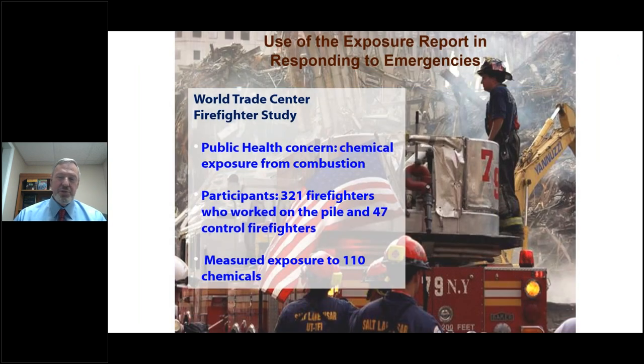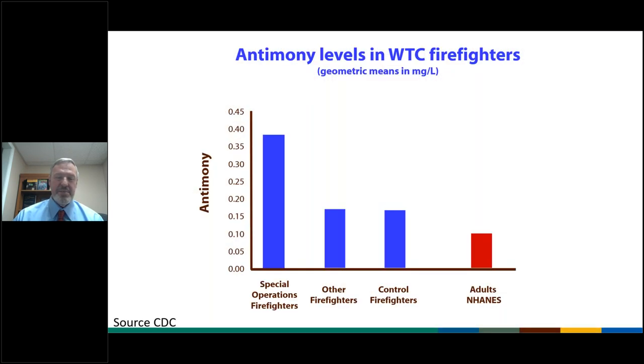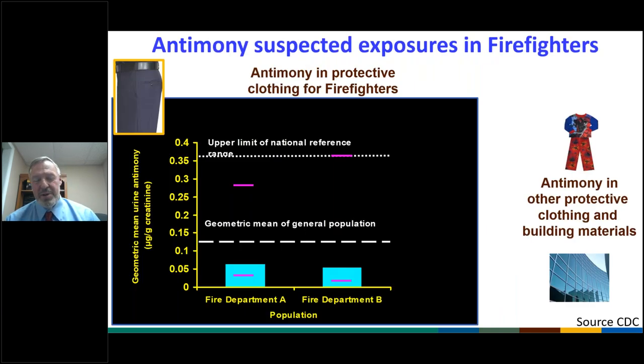Another case we worked on was the World Trade Center, looking at participants, firefighters who worked on that, and found that because of antimony, which is used as a fire retardant in all types of furniture, carpets, and everything, those firefighters had slightly higher levels of antimony than other firefighters that weren't on the response, the control firefighters. So that's one thing. Now that led to people who thought that antimony used as a fire retardant in the firefighters' clothing could lead to certain diseases.